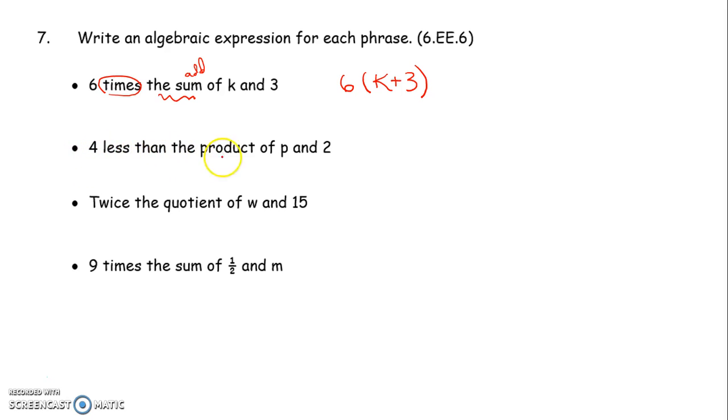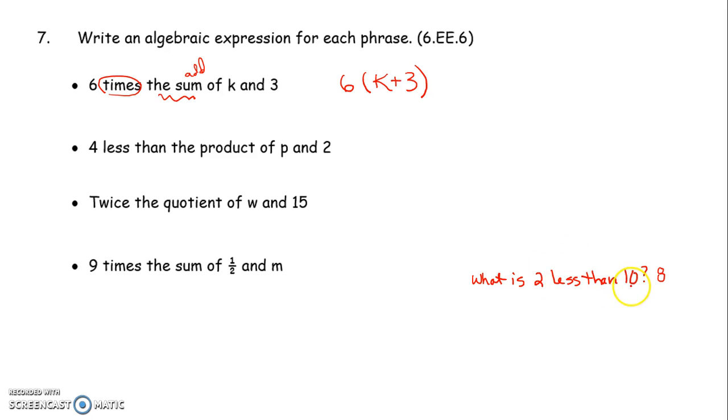For 4 less than the product of p and 2. Okay, the words less than do mean subtraction, but it actually switches the order. I want to just look at an example off to the side. What is 2 less than 10? Like if somebody said to you, what's 2 less than 10? Hopefully you would tell them, well, that's 8.